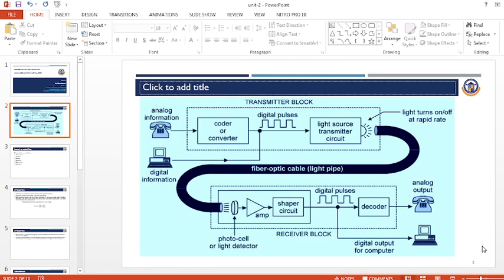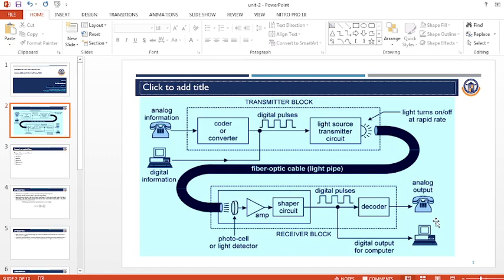is transmitted through the fiber optic cable, and at the receiver side we will have a photodetector that will convert the light source into an electrical signal. Again, that electric signal is converted into a suitable form, an analog output. This is the procedure for transmitting the signal through optical fiber cable, right?